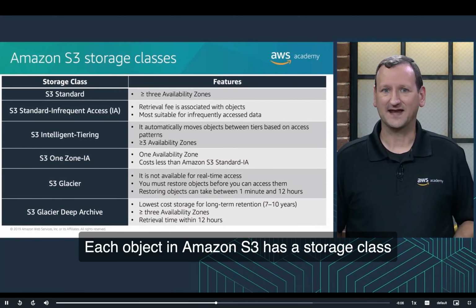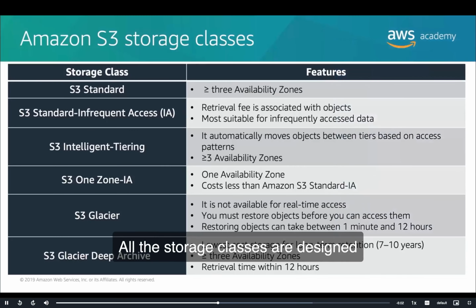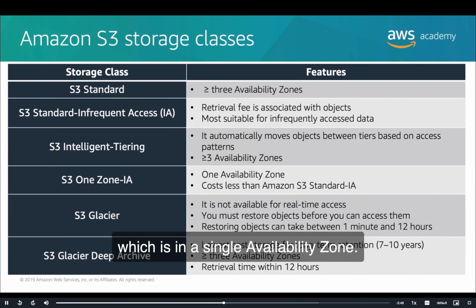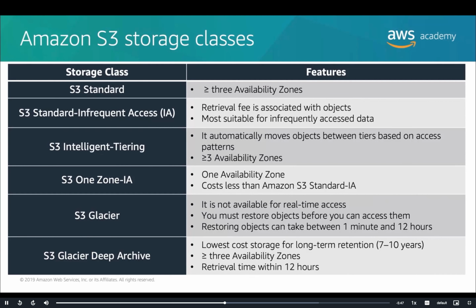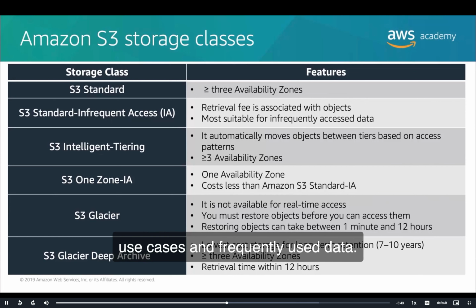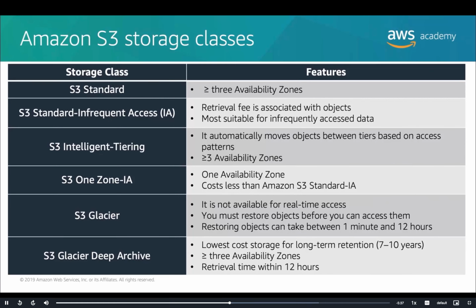Each object in Amazon S3 has a storage class that is associated with it. All the storage classes are designed for 11 nines of durability for objects across multiple Availability Zones, except Amazon S3 One Zone Infrequent Access, which is in a single Availability Zone. S3 Standard works well for performance-sensitive use cases and frequently used data. Standard is the default storage class in Amazon S3.